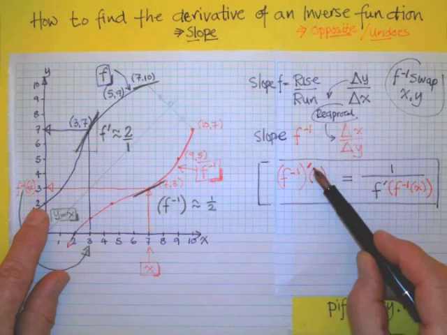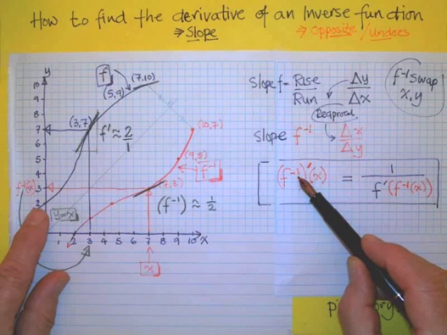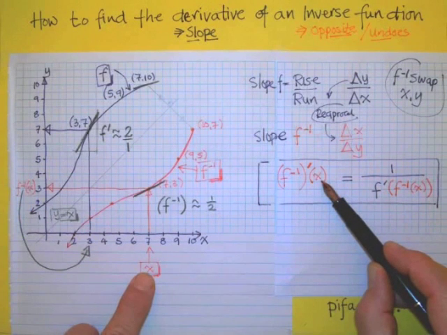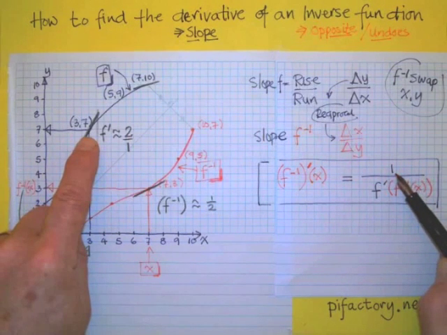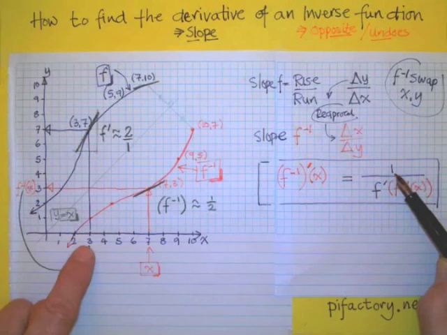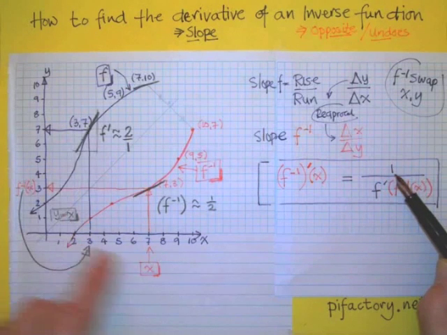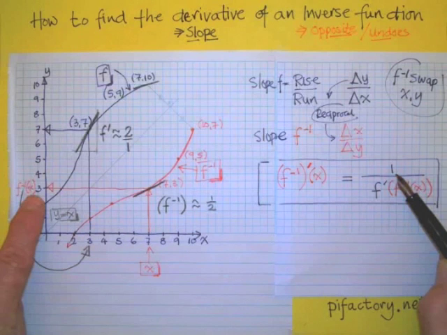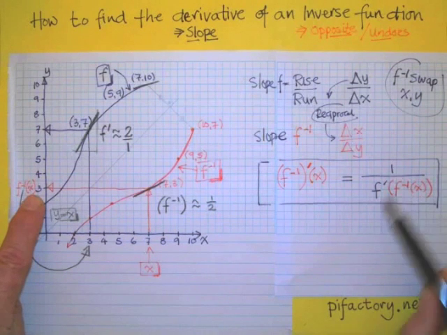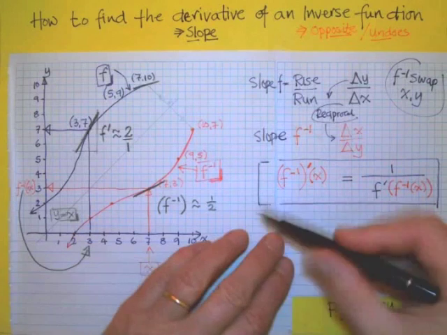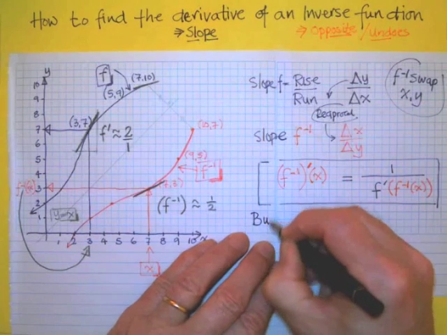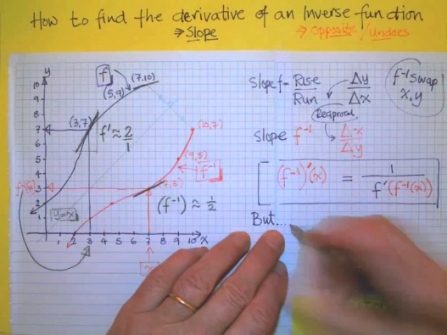So the slope, the derivative of the inverse of f at this x is going to be the reciprocal of the slope of f, the derivative of f, when the input to f is the output of the inverse of f. So we see that, and I'll try to keep the colours in to help us do that. One caveat, one but. Let's write the word but in here.